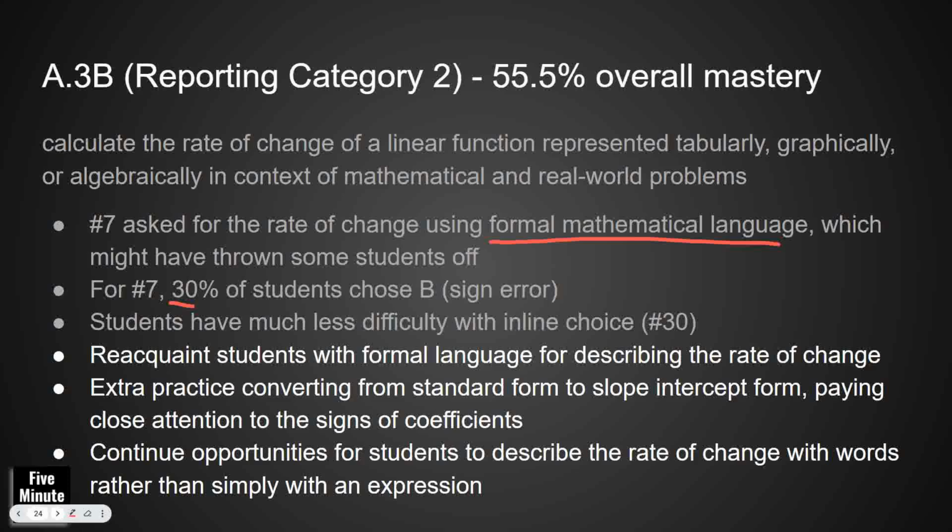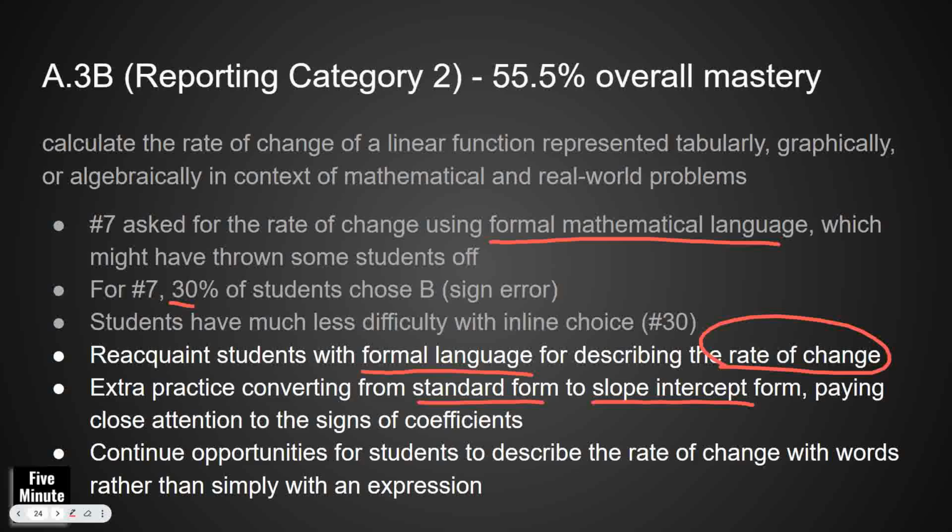And then obviously our inline choice was a lot easier for students. So we need to reacquaint them with the formal language, right? The change in y with respect to the change in x for our rate of change. And we need extra practice from standard to slope-intercept form. And let's have a lot of different signs of coefficients. Let's make them both negative, both positive, one negative, one positive, in front of the x and the y, just so they can practice and see what happens.